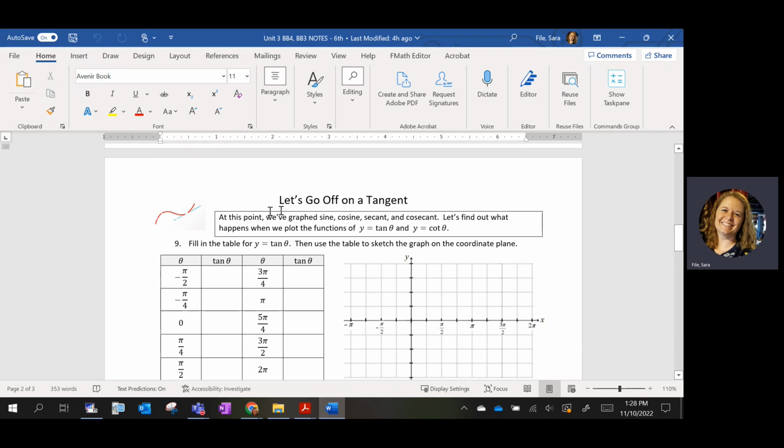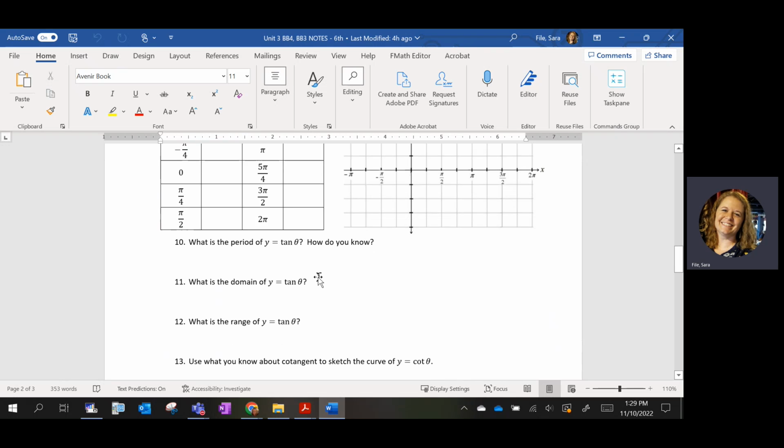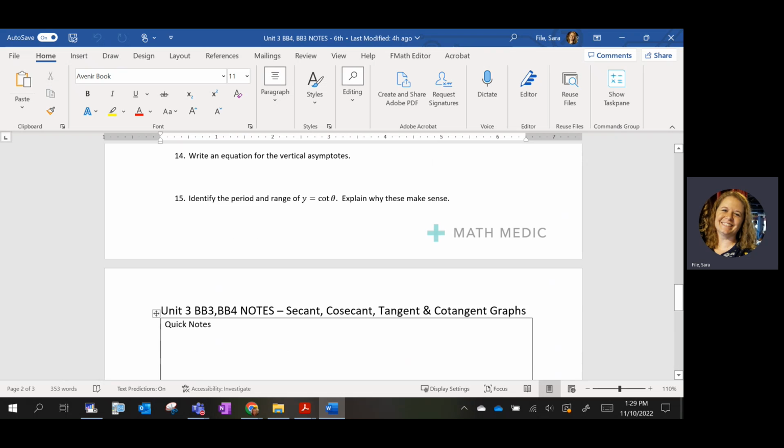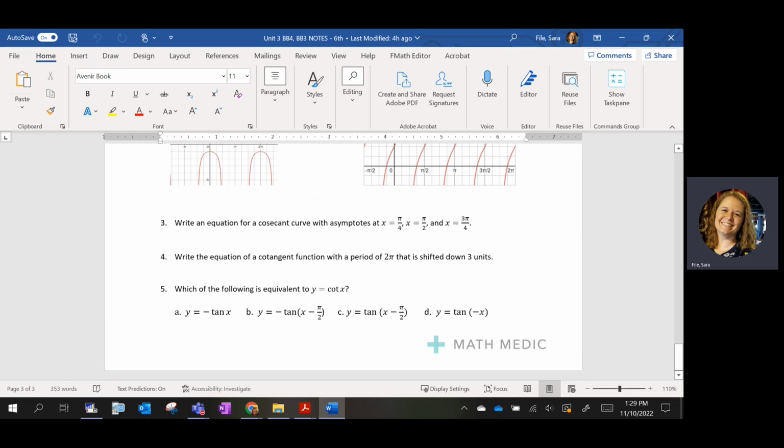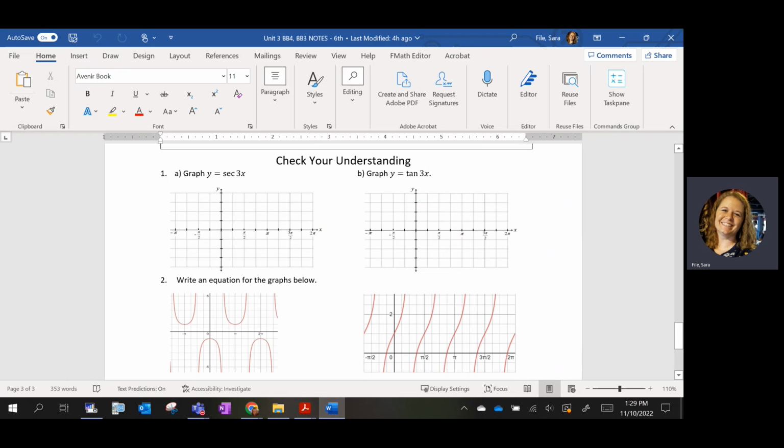Okay, but don't worry if you don't get to that today. We'll do tangent and cotangent tomorrow. But we definitely need to finish secant and cosecant today. If you don't get all of those check for understanding questions about secant and cosecant answered today, you'll want to do that at home. So when you come in tomorrow, we're ready to jump into tangent and cotangent.